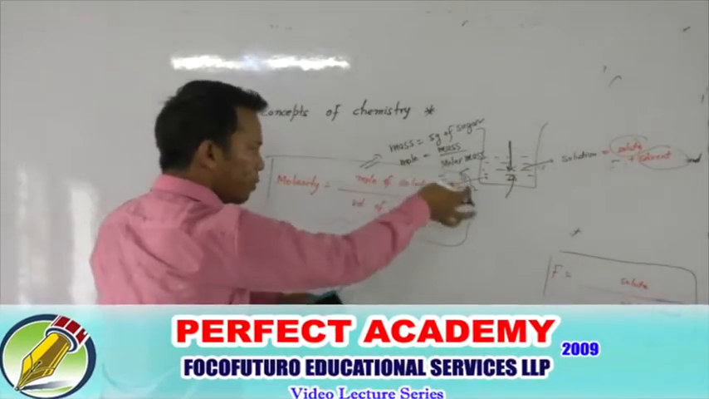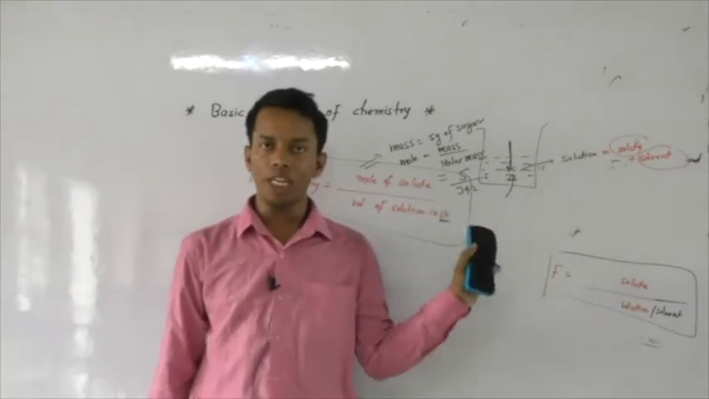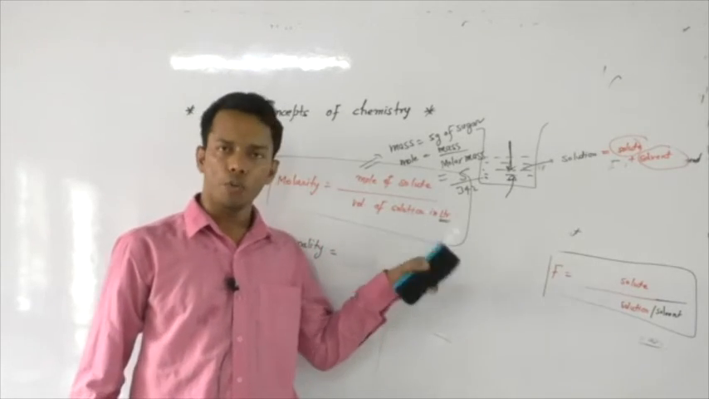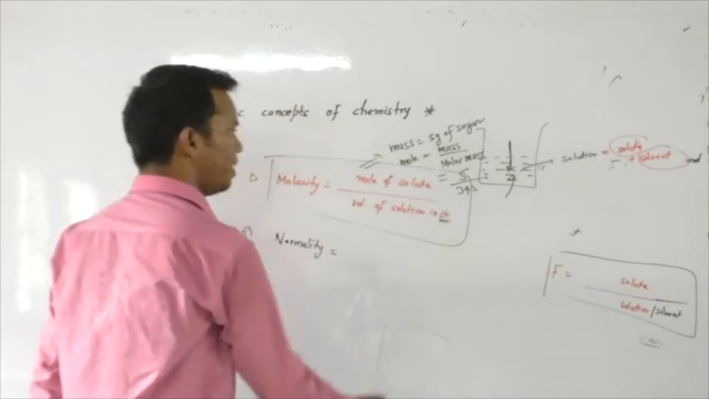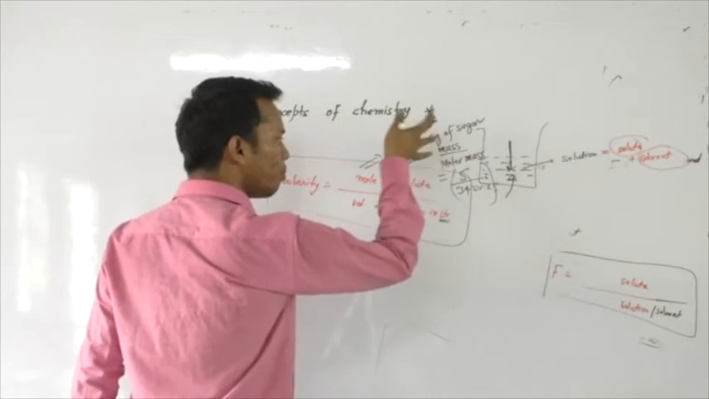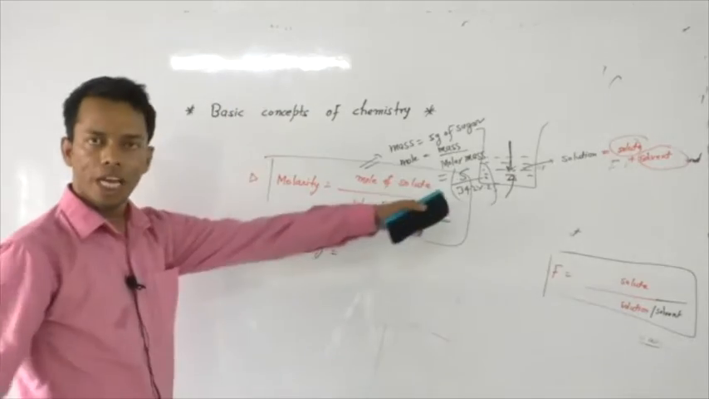So 5 divided by 342, and then what is the volume of solution in liter? Let's say 250 ml you are taking. So 250 ml means what? 0.25 liter, correct? 0.25 liter. So 0.25 also you can do. So this will be the what? Molarity, correct? This will be molarity.